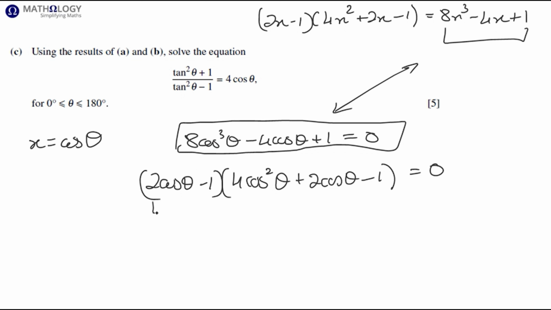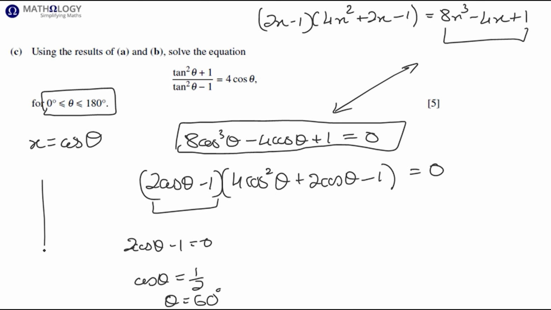So either this bracket is 0, so 2 cos theta minus 1 equals 0, cos theta equals a half, so theta will be 60 degrees. We are working in the interval 0 to 180, so cos is positive in the first quadrant and the fourth quadrant, so it will be 60 degrees or 360 minus 60, 300 degrees, but we're working in the interval 0 to 180. We're only working in these two quadrants here. So for this particular equation, theta is 60 degrees for 2 cos theta minus 1 equal to 0.